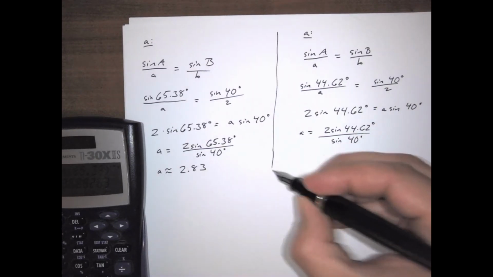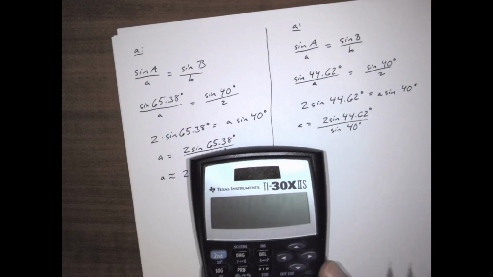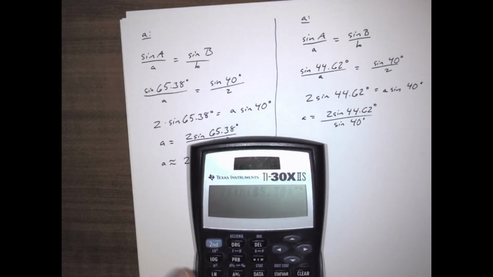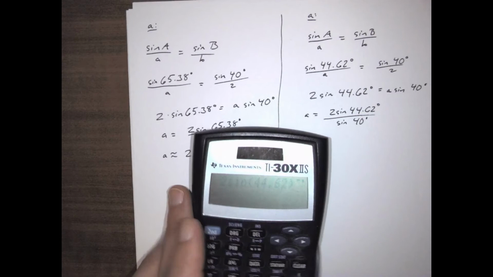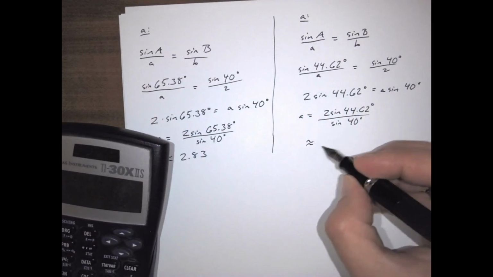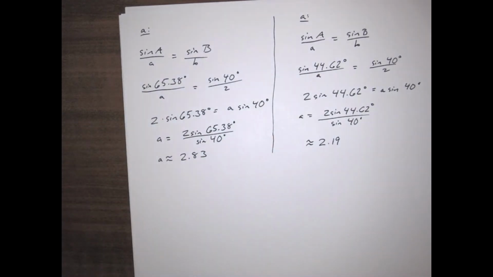Versus, on the other hand, same calculation. If your calculator lets you, you can just scroll up and make a little discrete change to your number so that it fits the new one: 44.62 instead of the previous number. Same calculation, and it's going to be 2.18 or 19. So these are similar answers, but they are different.